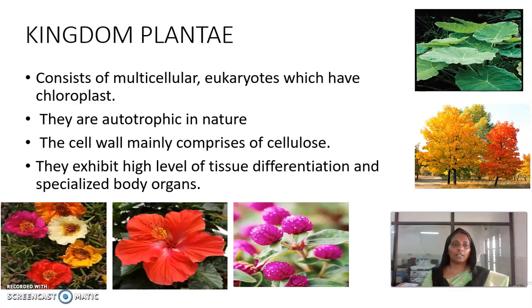Next is kingdom PLANTAE. Kingdom PLANTAE consists of mainly multicellular eukaryotic organisms, and the main specialty is that they have chloroplasts. So they are capable of photosynthesis, and they are the primary producers, and they are autotrophic in nature. They have a cell wall, which is mainly formed of cellulose, and they exhibit a high level of tissue differentiation and specialized body organs.